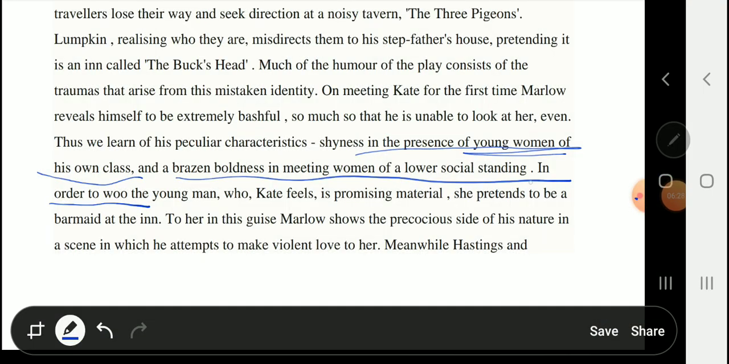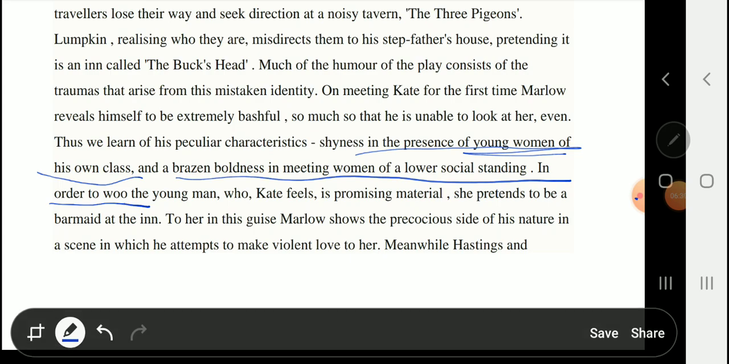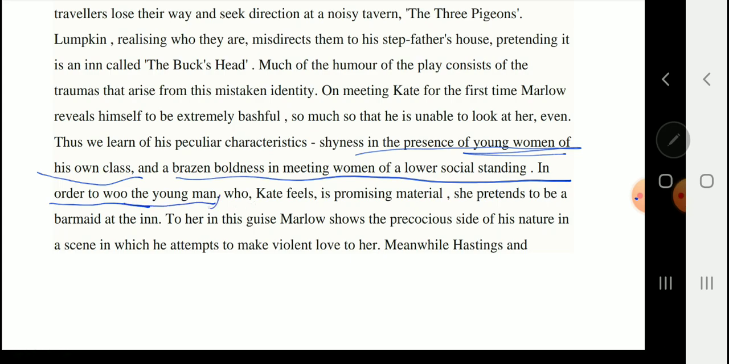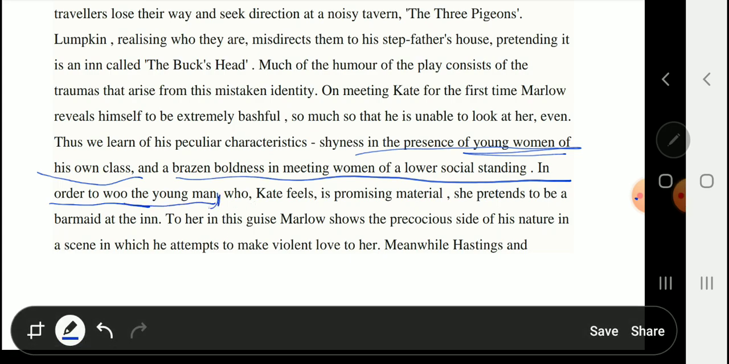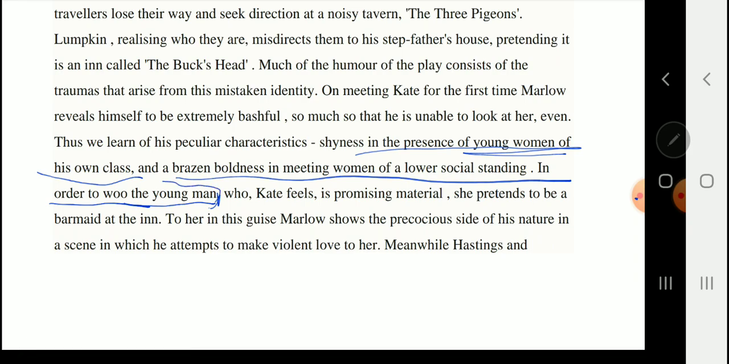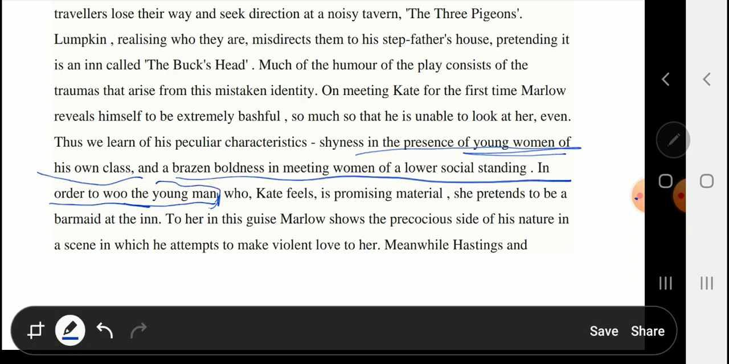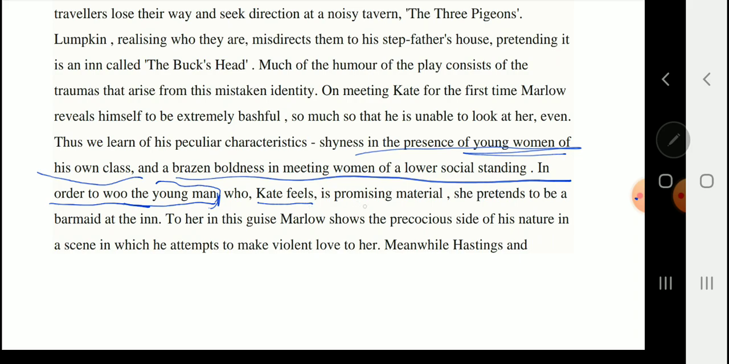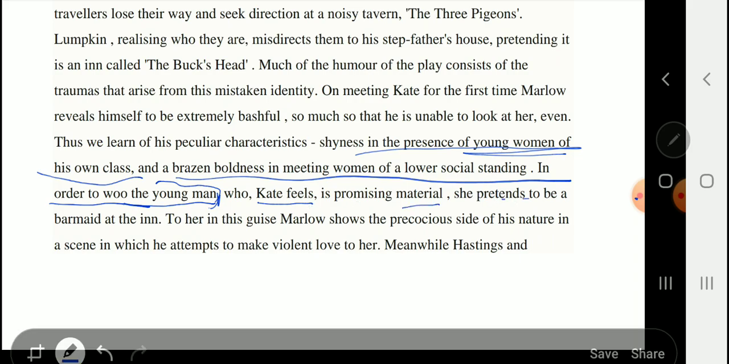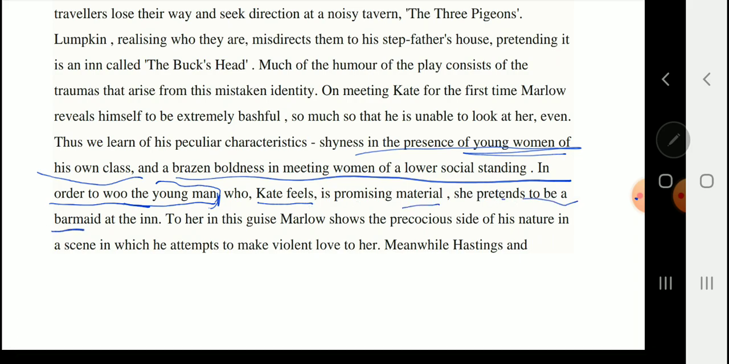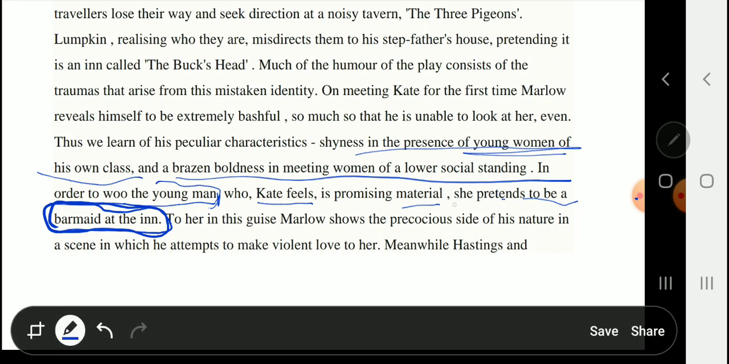In order to woo this young man, whom Kate feels is promising material, she pretends to be a barmaid at the inn. She is disguised in the dress of a barmaid.